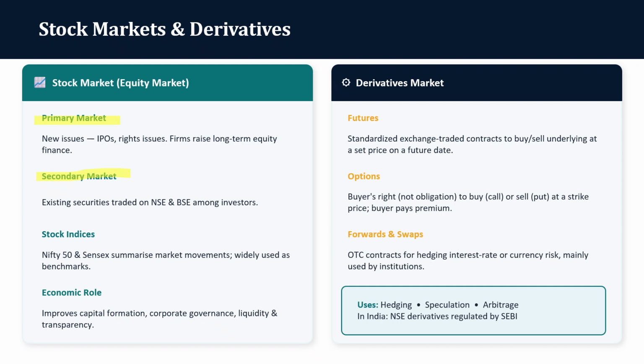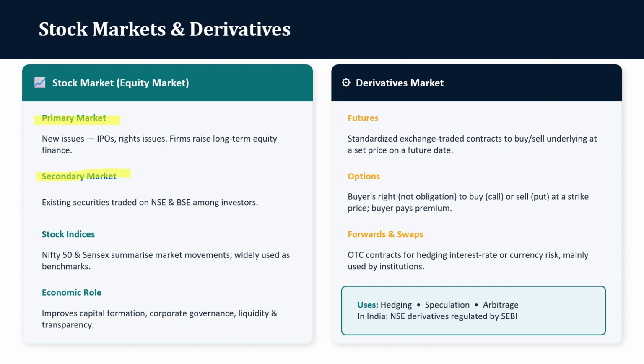Now, the stock market plays crucial roles in the economy. It helps in capital formation by channeling savings into productive investments. It promotes corporate governance because managers know that poor performance will be punished by the market. It provides liquidity, allowing investors to enter and exit positions easily. It also improves transparency as prices incorporate publicly available information.